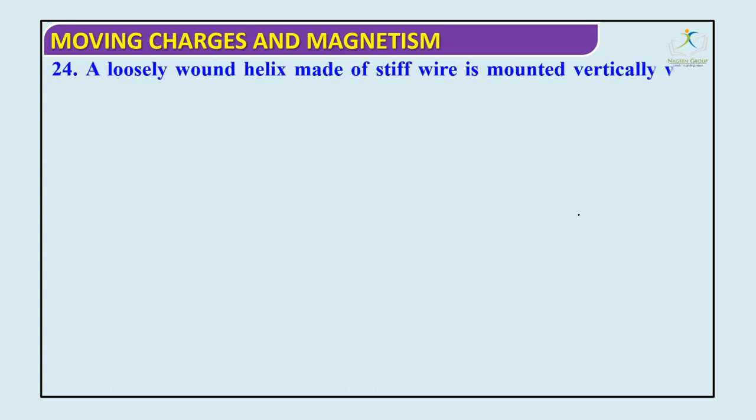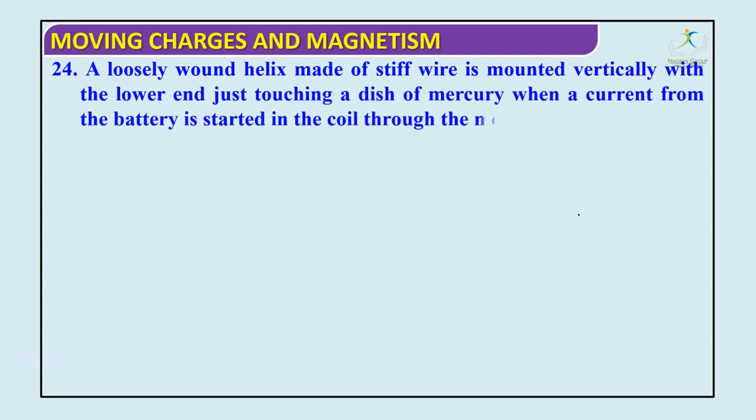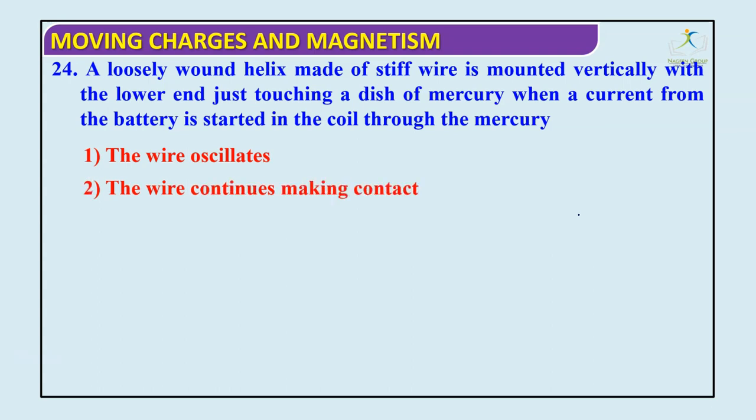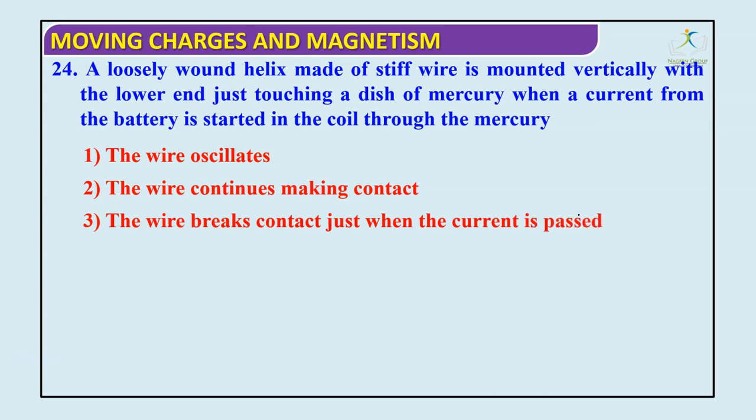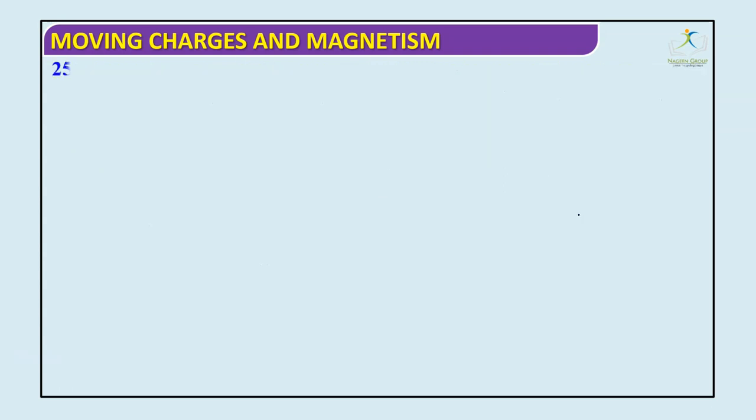A loosely wound helix made of stiff wire is mounted vertically with the lower end just touching the dish of mercury. When a current from the battery is started in the coil through the mercury, the wire oscillates, the wire continues making contact, the wire breaks contact just when the current is passed. The mercury will expand by heating due to the passing of a current. The correct answer for this question is option 1.